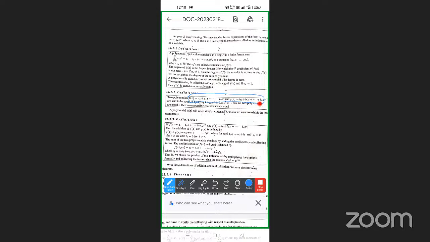Corresponding coefficients: the x coefficient, a1 equals b1. Next, the x square coefficients, a2 equals b2. Next, the x cube coefficients, a3 equals b3. Like that, an equals bn. So if two polynomials are said to be equal, each and every coefficient of the polynomials must be equal. So this is the equality of polynomials.